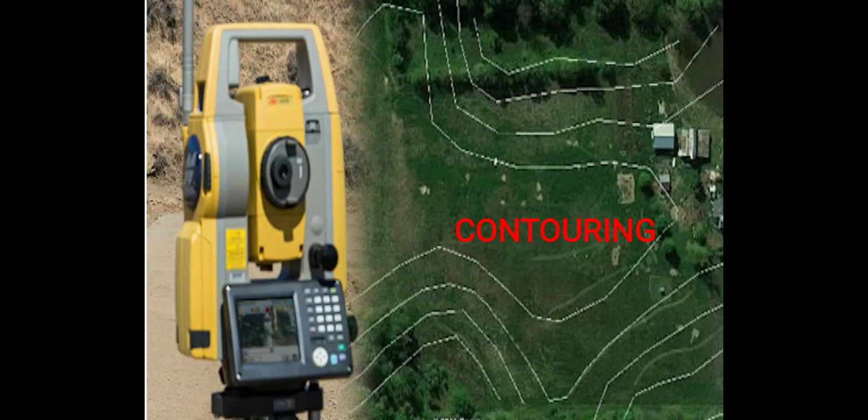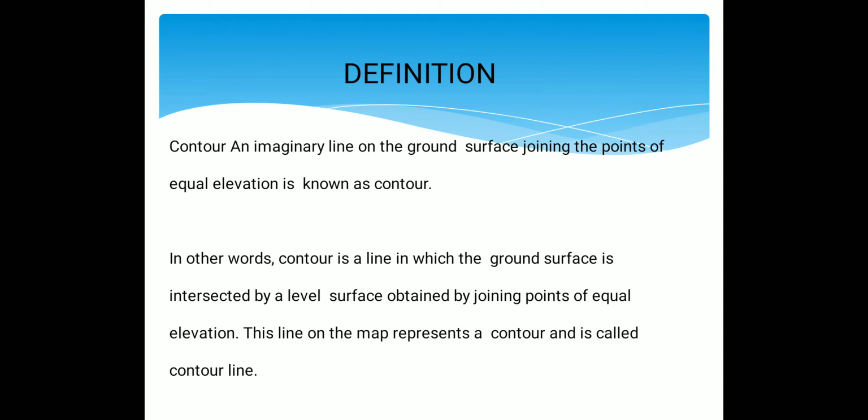Today we are going to see about contouring. To move on, let's see what a contour is. A contour is an imaginary line on the ground surface joining the points of equal elevation. In other words, a contour is a line in which the ground surface is intersected by a level surface, obtained by joining points of equal elevation.